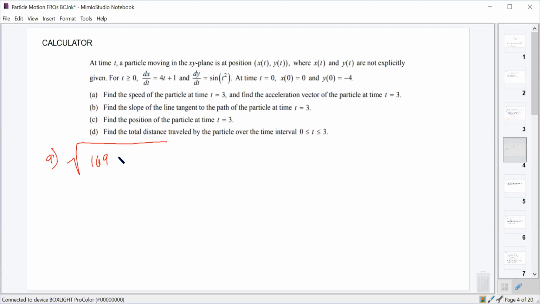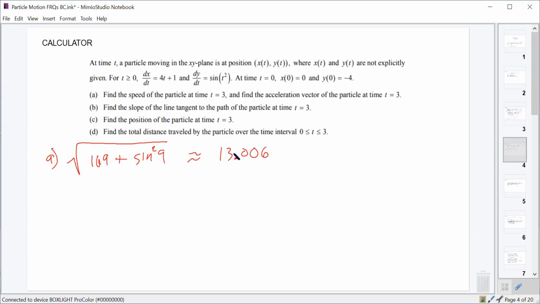Yeah, 169. And then this one is dy/dt, so sine of 3 squared, so sine of 9, squared, so sine squared of 9. And then you take the square root. And that came out to be, what did you say, 13 point? I'm sorry, the correct answer is 13.006, although it also says or 13.007. So 13.006 or 13.007 is B.